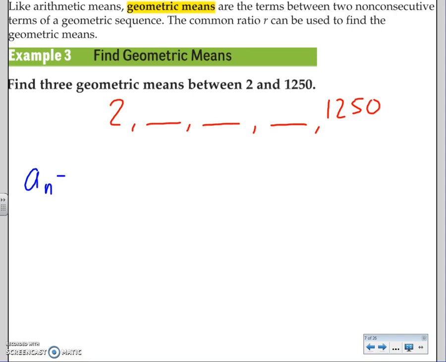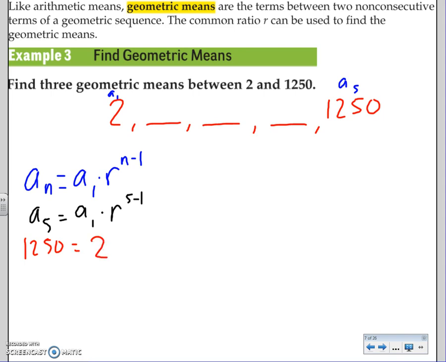So a sub n is a sub 1 times r to the n minus 1. This is a sub 1, and this is a2, a3, a4, a5. A sub 5, there's 5 terms. Alright. a sub 5 equals a sub 1 times r to the 5 minus 1. We know a sub 5 is 1250. a sub 1 is 2 times r to the 4th power. If I divide by 2, I get 625 equals r to the 4th power. I can take the 4th root of both sides, and I get 5, but there's even roots, so I'm going to have plus or minus 5 is r.